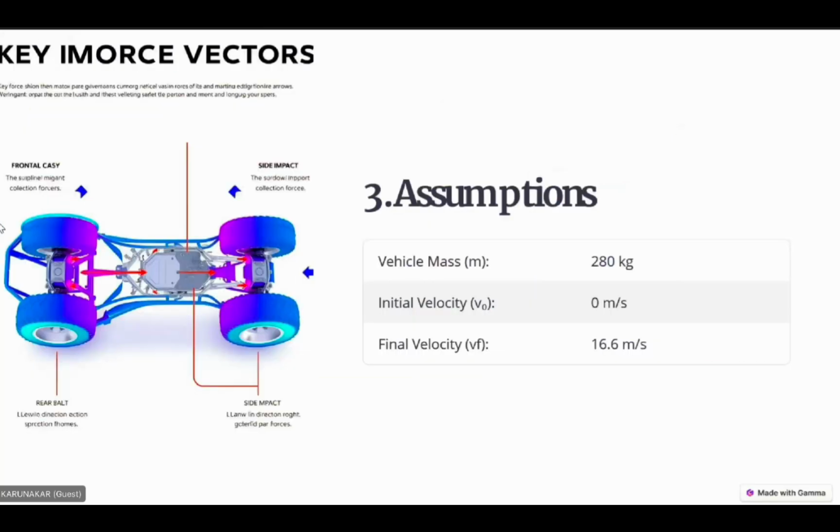Moving on to the next slide, the assumptions made for the ATV calculation. The vehicle mass with the driver, where we consider the gross vehicle weight as 280 kilograms, and the initial velocity applied for the static analysis is 0 meters per second, where we will do this without respect to time. Final velocity is 16.6 meters per second, as the racing vehicle allows only up to 60 kilometers per hour.